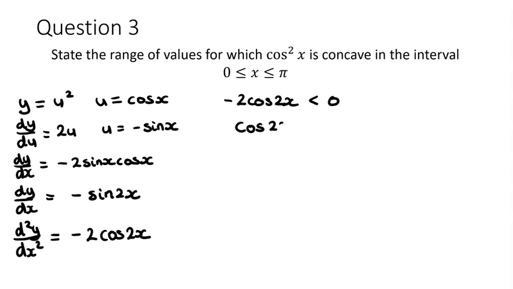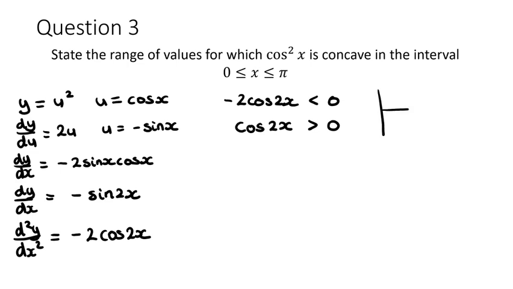So I'm going to look for where cos 2x, now just be really careful here, where cos 2x is greater than 0. Don't forget, if you divide by a negative, you're going to need to change the direction of that inequality sign. Okay? Did that catch you out? If it did, don't worry. Learn from those mistakes. But just remember, divide by the negative, change the direction of the inequality sign. So we're going to see where cos 2x is greater than 0.